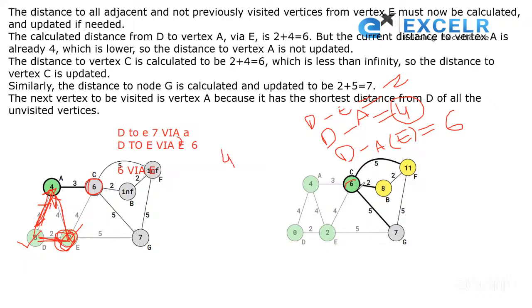Now, from C, what are the paths? It is C to B and C to F, or even C to G also. Now, let us go one by one. I will choose the smaller one. So it is 6 plus 2 is 8. And if I go to here, it is 6 plus 5 is 11. When I go from 8 to F, it is 6 plus 2 plus 2. 6 plus 2 is 8, 8 plus 2 is 10. So after 11, I will update it to 10.